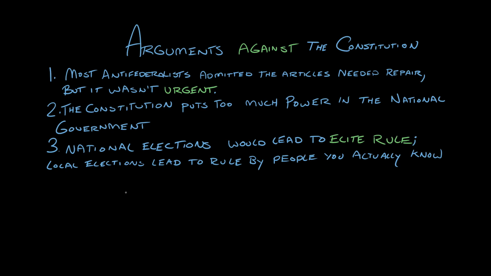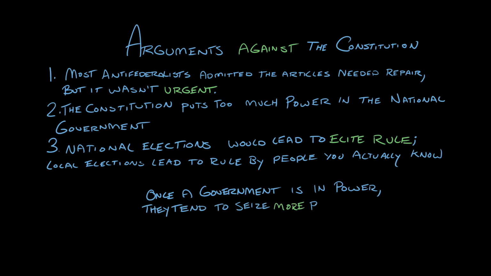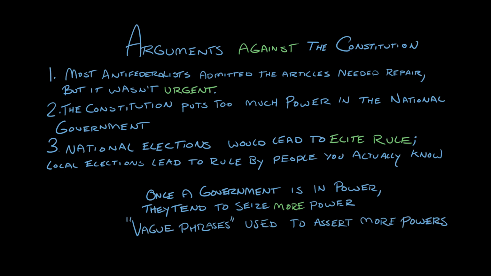Another type of argument was, if you give the federal government this power, and the Federalists always argued that the power was limited, that they were being given to the federal government, and the Anti-Federalists came back and says, well, you say it's limited, but what we know from historical experience is that once a government's in power, it tends to seize more power. There's a lot of vague phrases in the Constitution, and the federal government will use those vague phrases to assert greater and greater power.